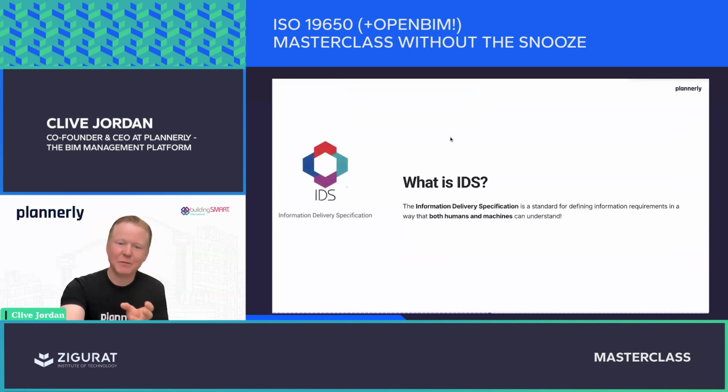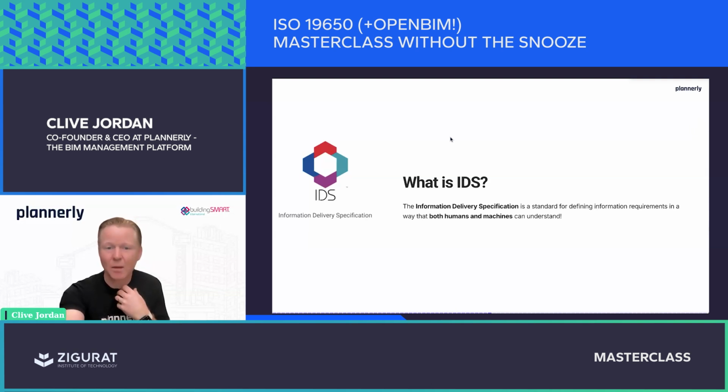The IDS, Information Delivery Specification: if you create a spreadsheet, maybe you can understand it, but it's really difficult for others to understand if it's in a different format. You name a column differently, or you have multiple different ways of describing your information requirements. The Information Delivery Specification is a standard way for defining those requirements, not just so that we as humans, but also a machine can interpret that.